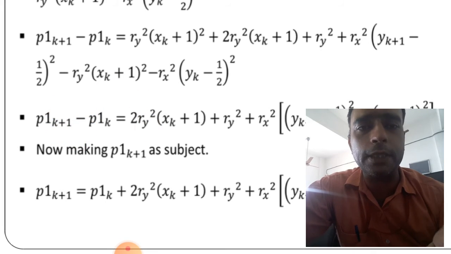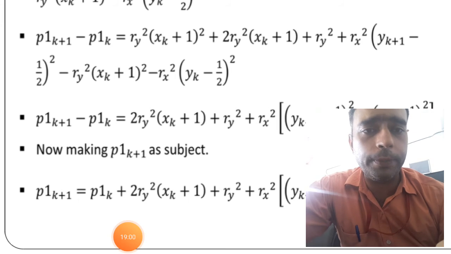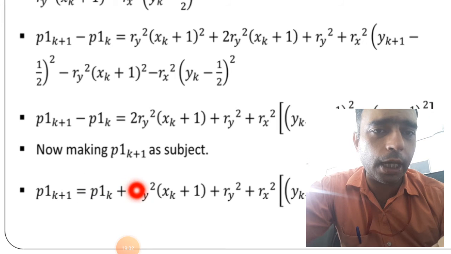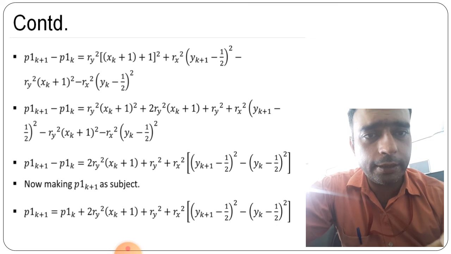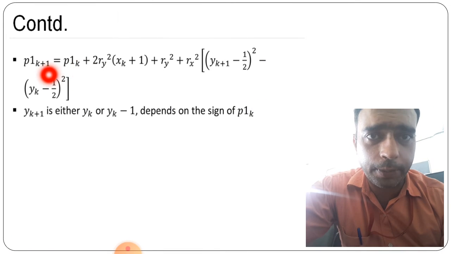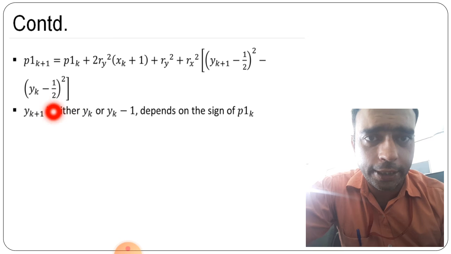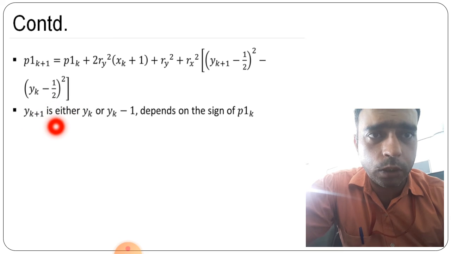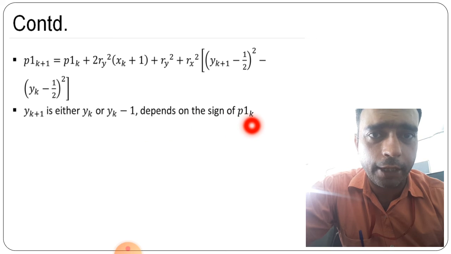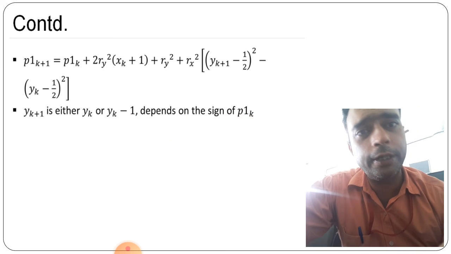So p1k will be on the opposite side, plus 2 ry square. This particular part will be written as it is, right. So after that, for p1k plus 1, finally the formula is there. So yk plus 1 is either yk or yk minus 1 depending on the value of p1k, right.